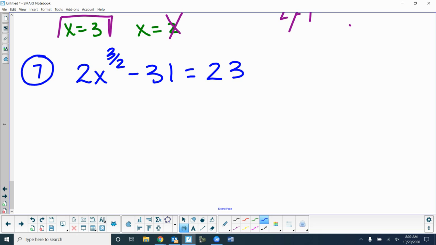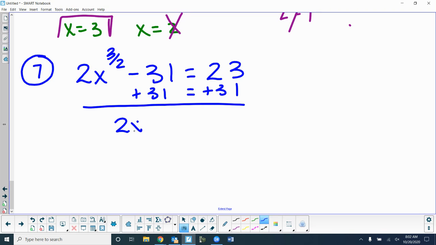Okay? So just like we always do, we want to get that x isolated. So I got to move the 31 and the 2 over. All right, so you're going to add 31. 2x to the 3 halves. And that's what, 54. And divided by 2.